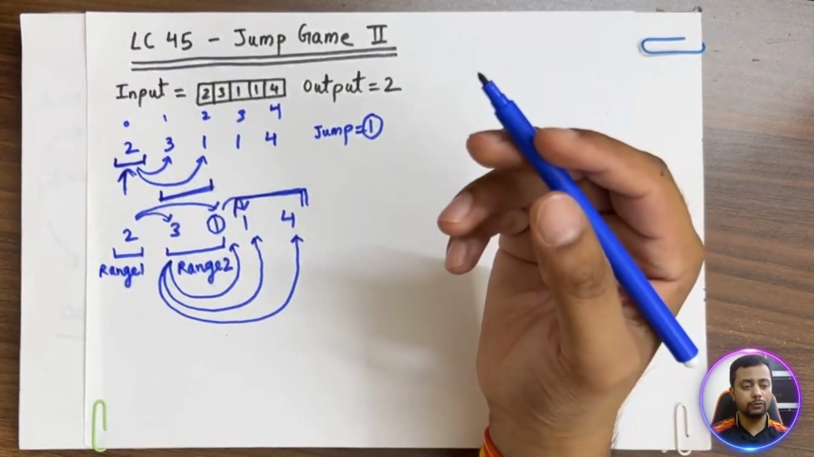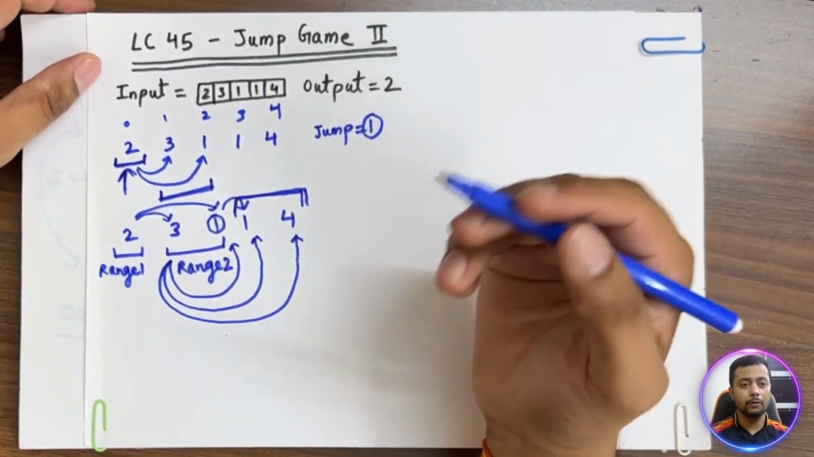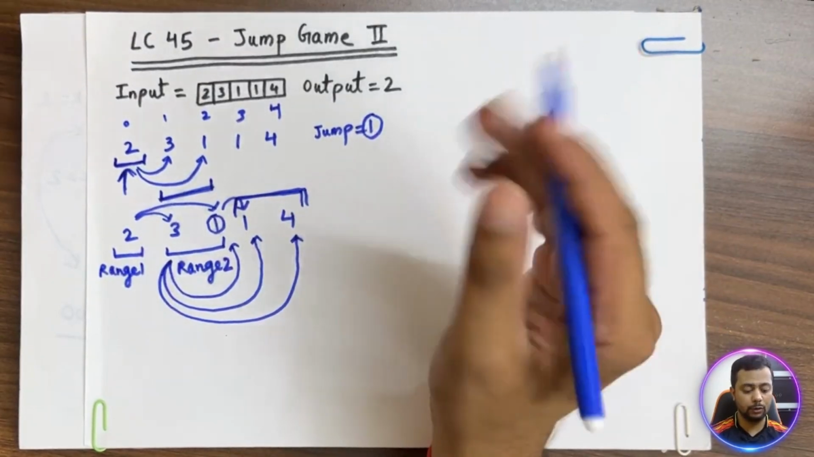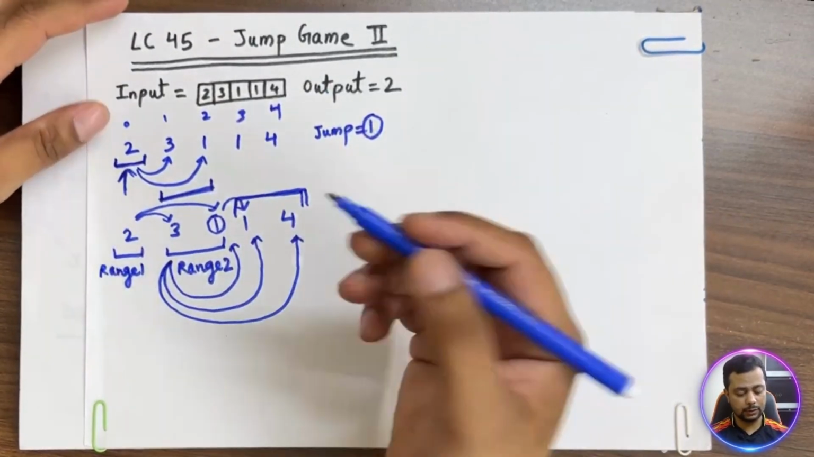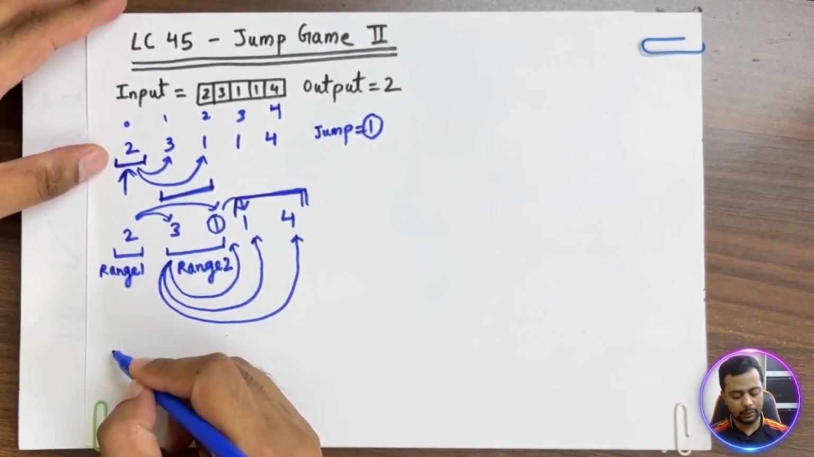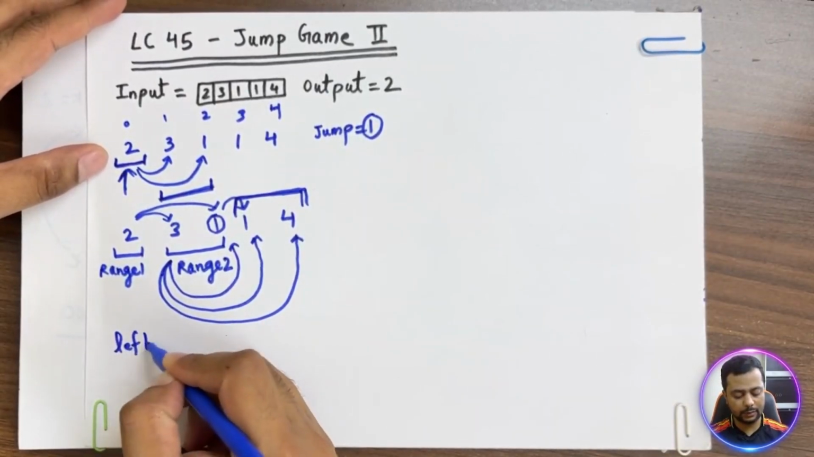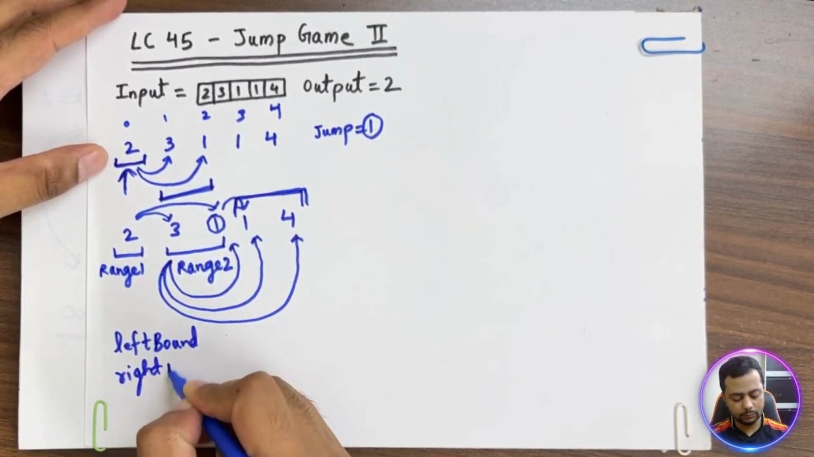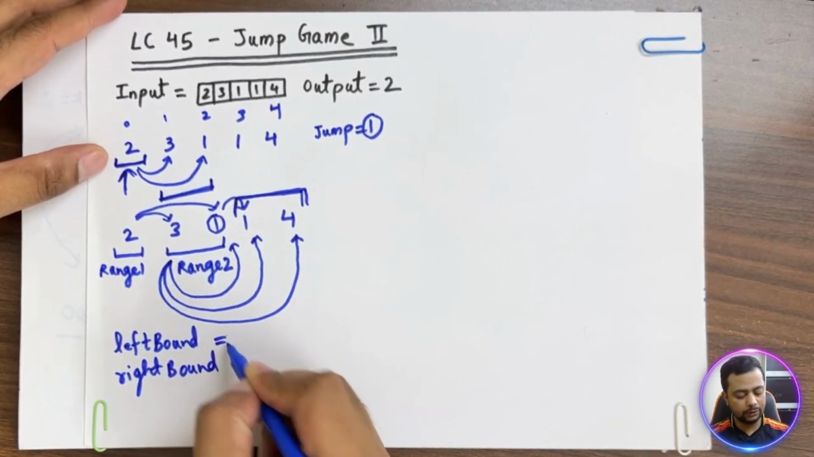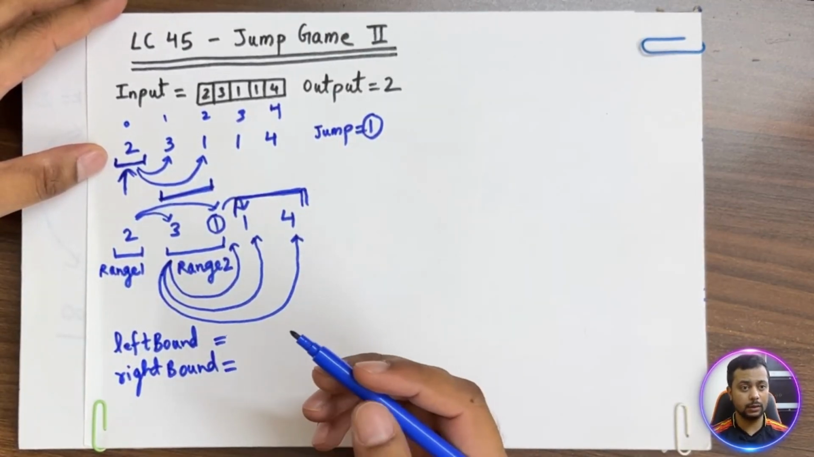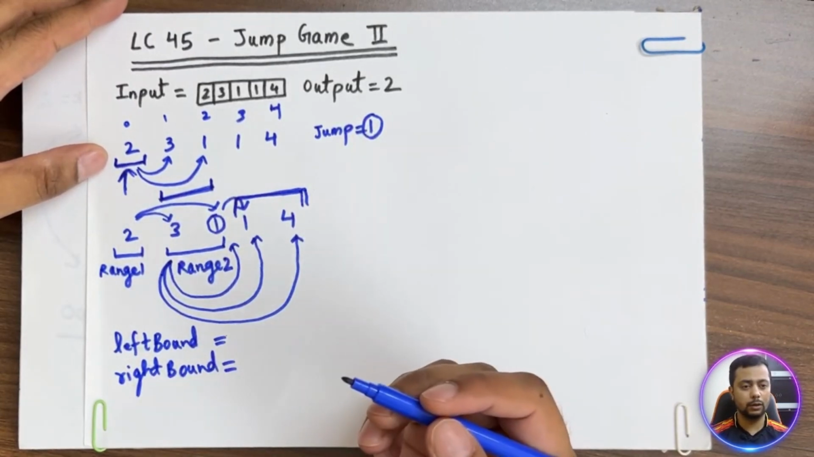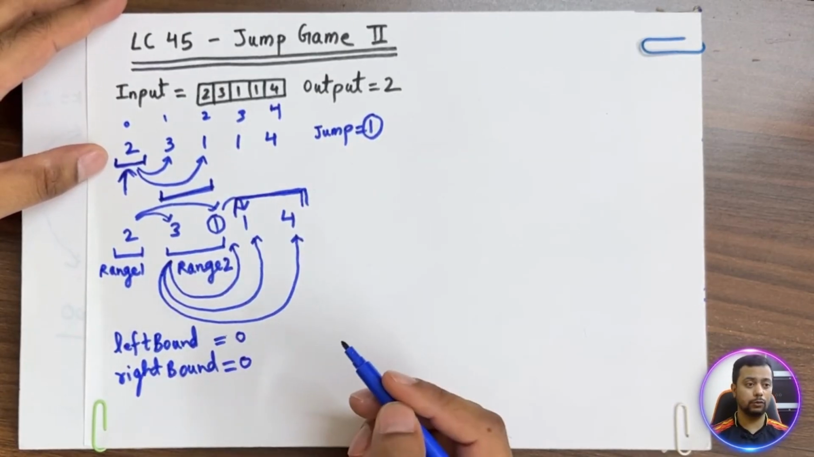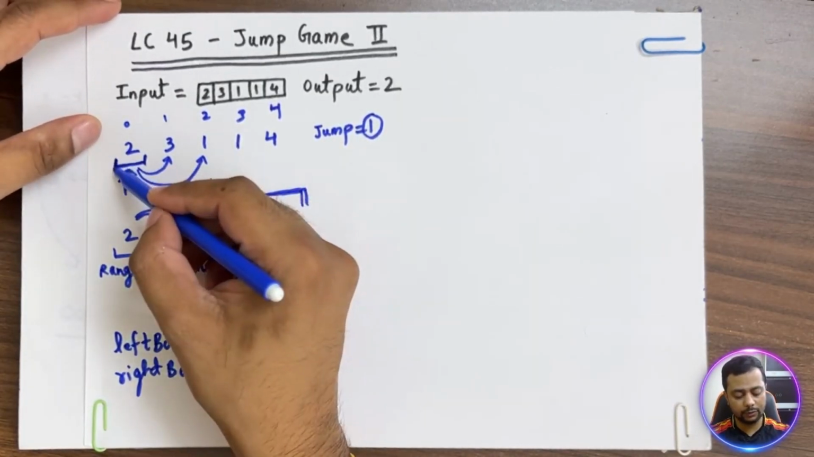What we are going to do is maintain a couple of variables which will help us define the boundary of the range that we are currently operating on. So just in short, I will be defining 2 variables. Let's call them left bound and right bound. So initially, when we are just beginning the traversal, we will be located at the very first element of the array. So left bound will be 0, right bound will also be 0. So we have a range whose size is just 1, which is this one.